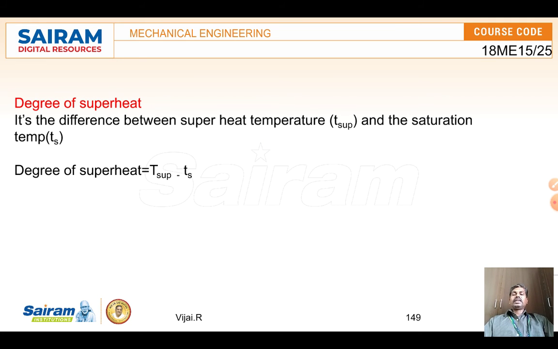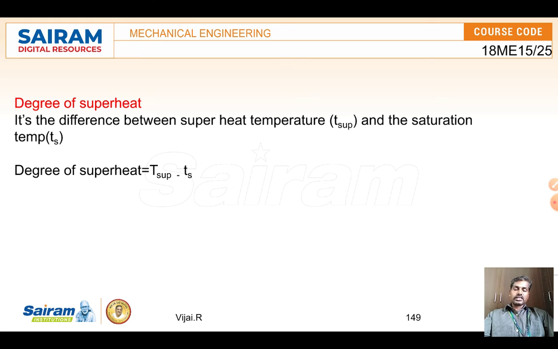Okay, so there is one important term, we call it the degree of superheat. What is the degree of superheat? The degree of superheat is the difference between the superheated temperature and the saturation temperature. Already we know the saturation temperature is the temperature at which the water starts to boil at a constant pressure, and after that the phase change happens.